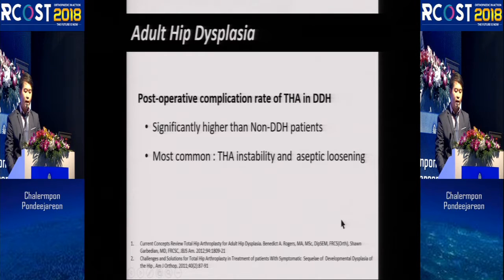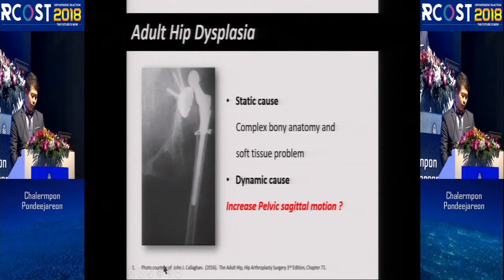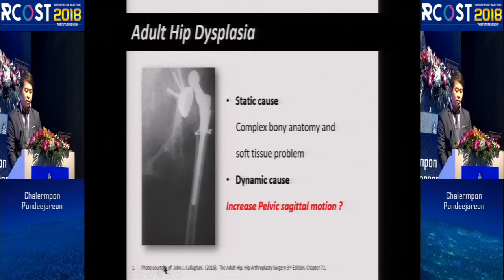For adult hip dysplasia, the post-operative complication rate after total hip arthroplasty is higher than in non-DDH patients. The most common complications are caused by instability and aseptic loosening. In DDH, the cause of complications can be divided into two parts. The first is complex bony anatomy and soft tissue problems. And the second may be increased pelvic sagittal motion.